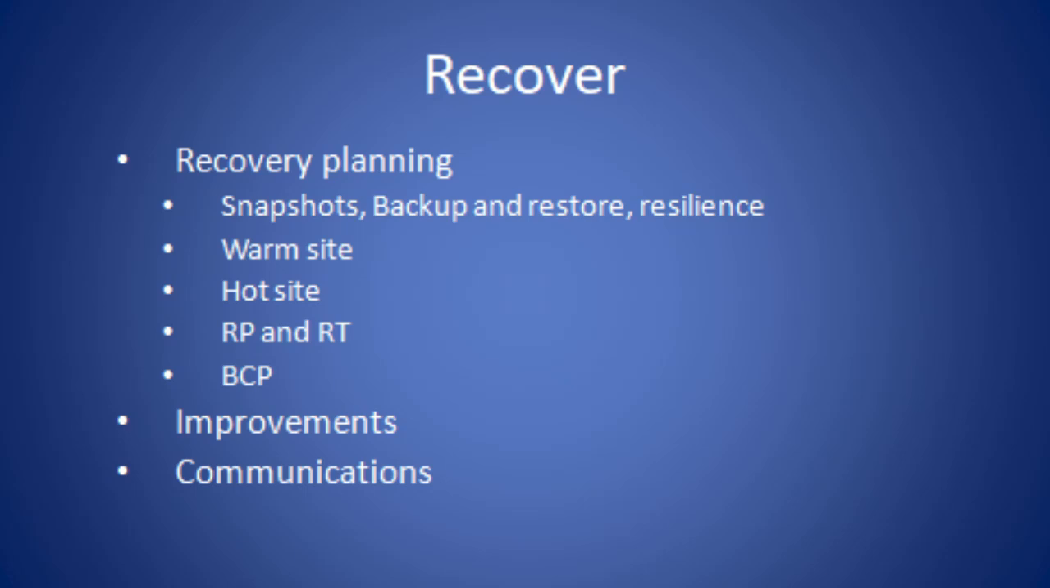So the recover stage starts with planning, and there are two major documents, BCP and DRP. Inside BCP, you need to conclude which recovery option you have chosen for the organization. There are three major ones: backup and restore, warm site, and hot site. The cost increases as we move from backup and restore to warm to hot site, and the capability improves.